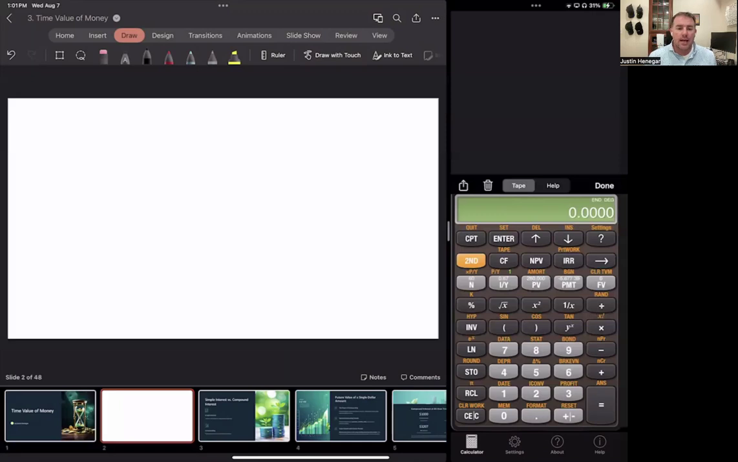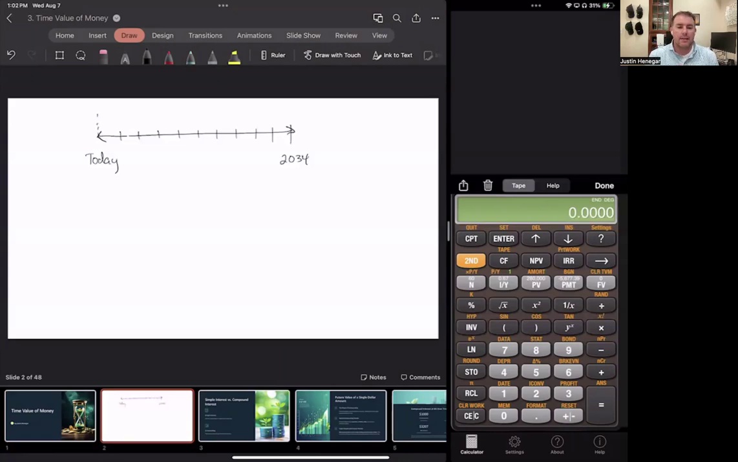So what is time value of money? If you just think about the idea of a timeline, it typically starts with today, and I'm going to move out into some point in the future. Let's just say this was 10 years from now, so we've got 2034. So we've got 1, 2, 3, 4, 5, 6, 7, 8, 9, and 10.